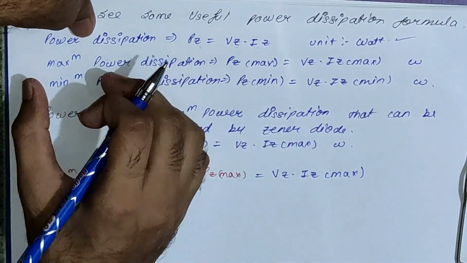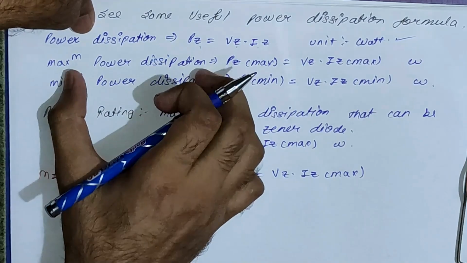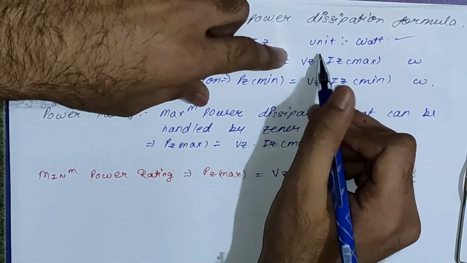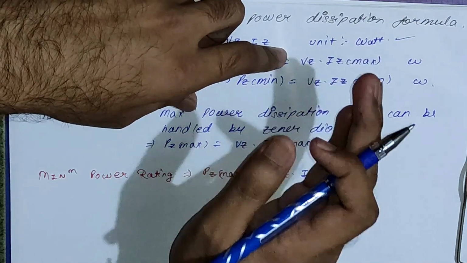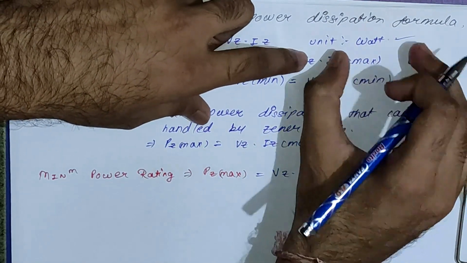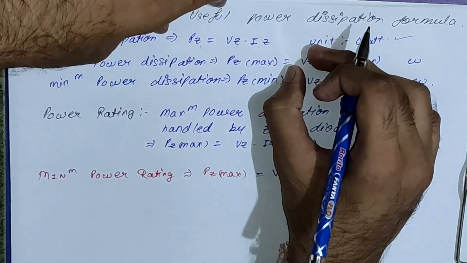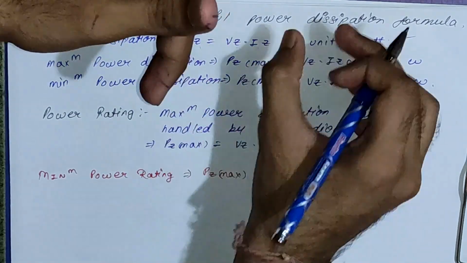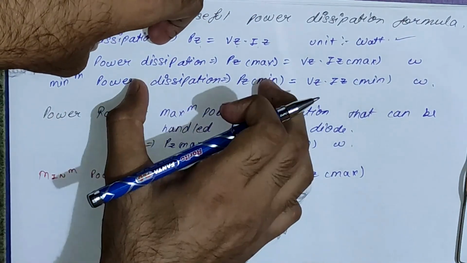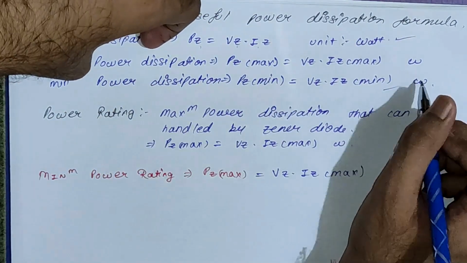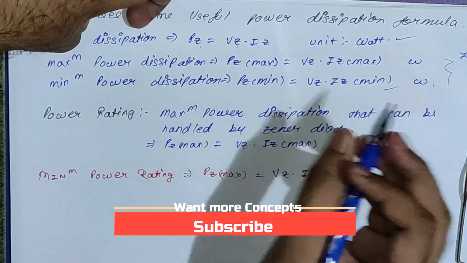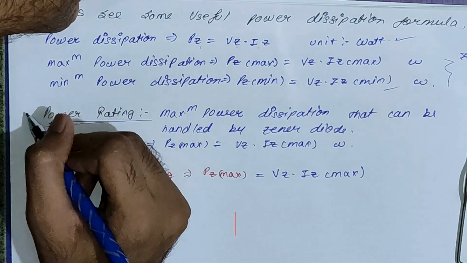Now if I ask what the formula for maximum power dissipation is, it means the power dissipated should be maximum. Since we know that Zener voltage is always fixed, for maximum power the Zener current should be maximum. Why? Because Zener current is variable but Zener voltage is not variable. So to get power as maximum, Iz should be maximum. Similarly for minimum power dissipation, Iz should be minimum. So these are the two important formulas which we should take note of. Now coming to the power rating, from this also questions have been asked.